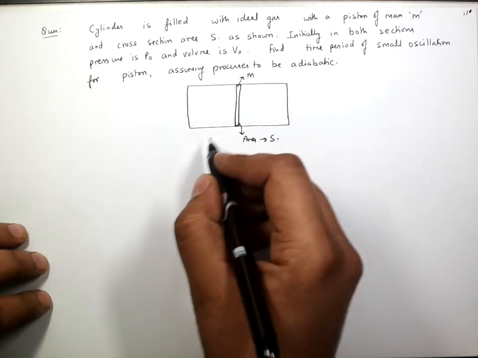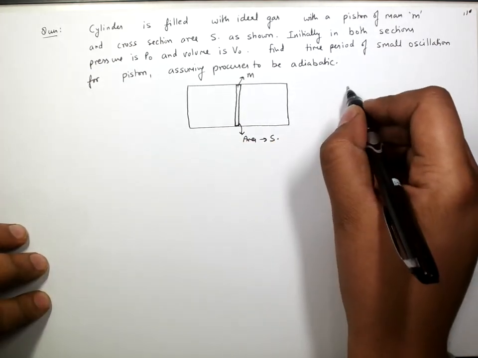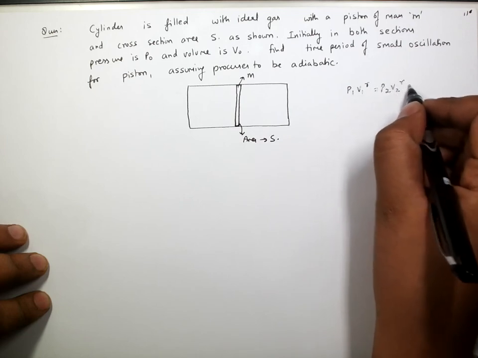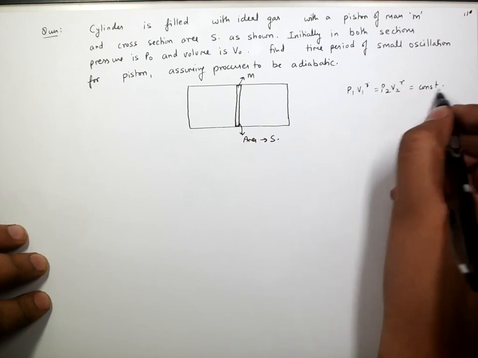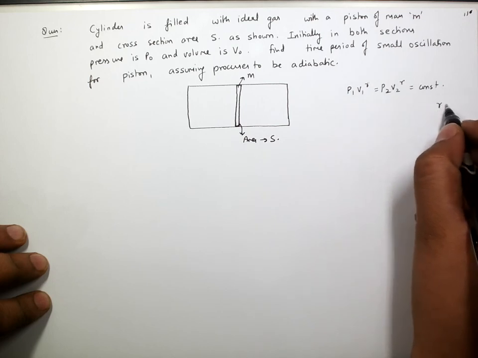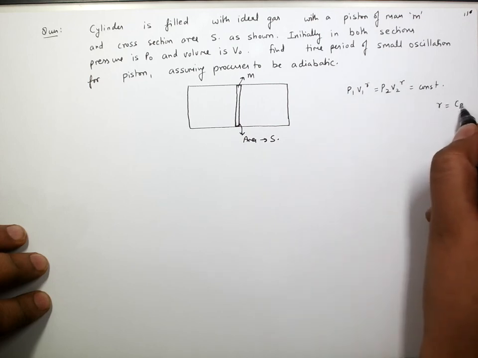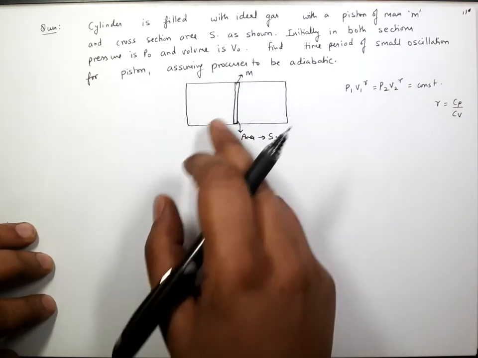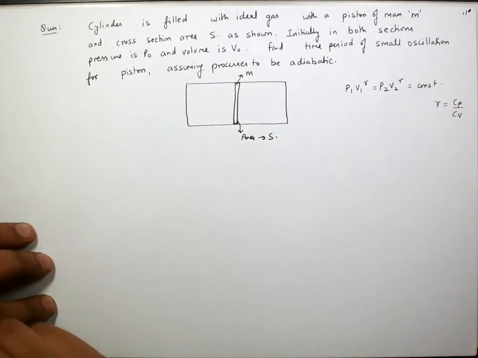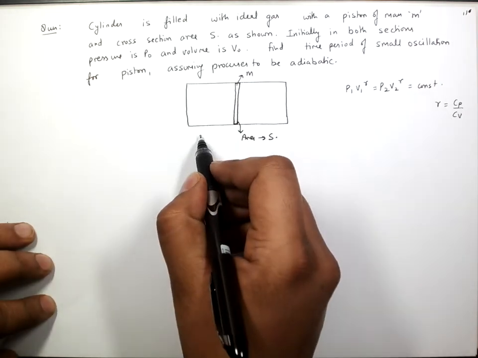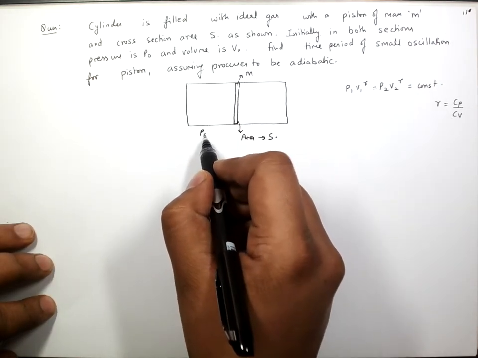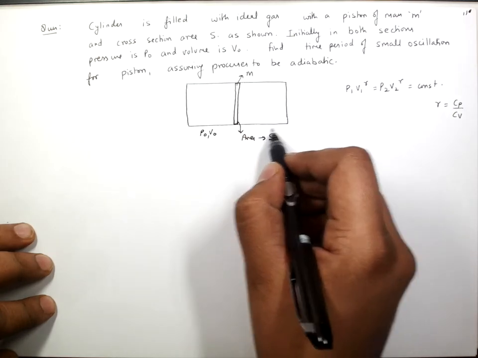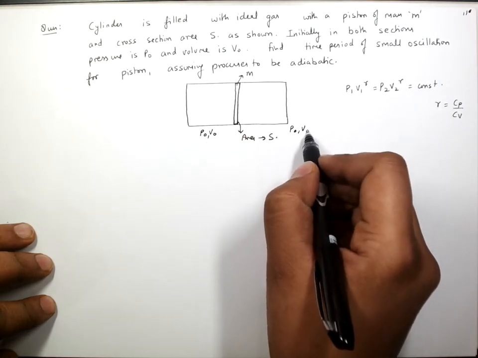So we know that for adiabatic processes P1 V1^gamma is equal to P2 V2^gamma, which is equal to a constant. Gamma is the ratio of specific heats for the gas, which is Cp over Cv. So in the equilibrium situation, we have pressure P0 and volume V0. Here also the pressure is P0 and the volume is V0.